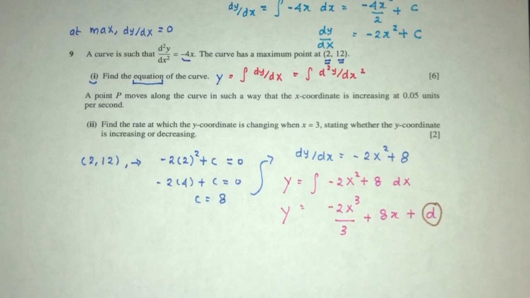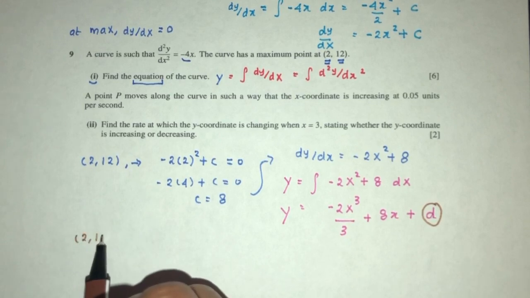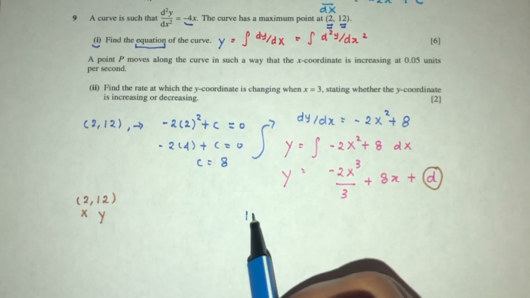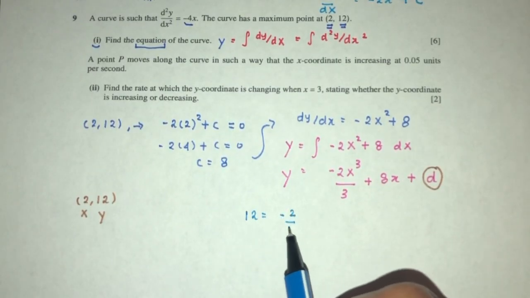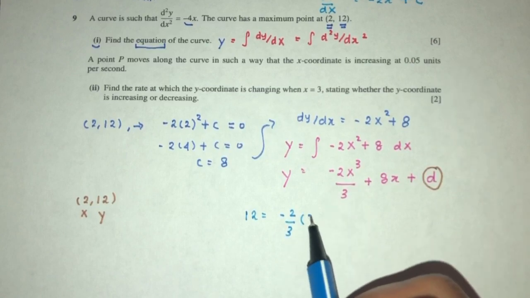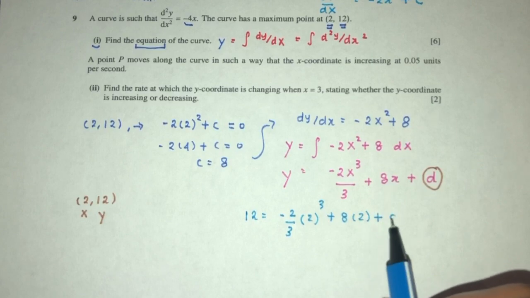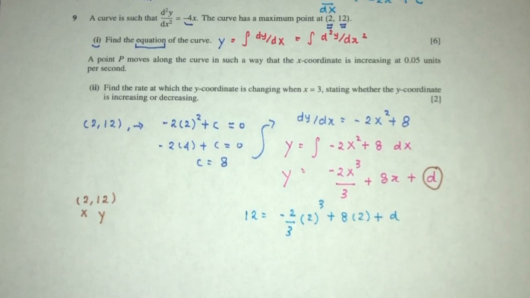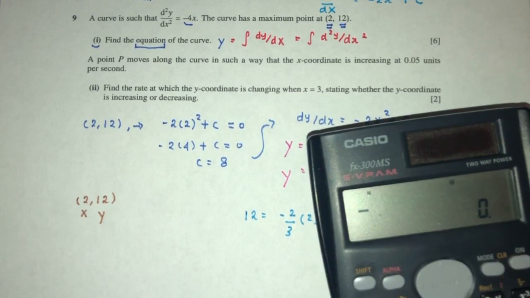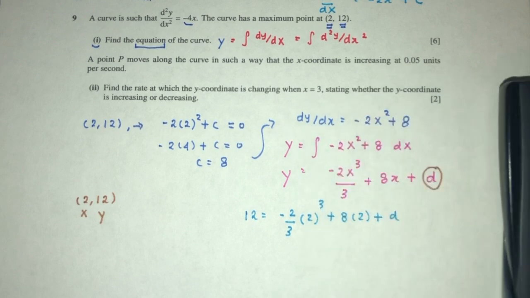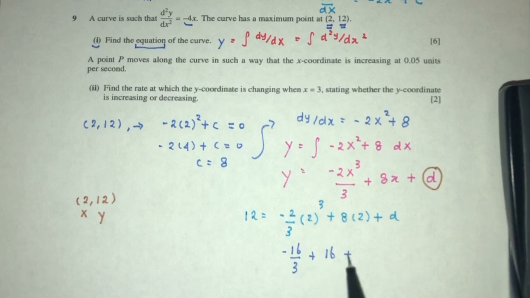We have to use the passing point again, (2, 12). That will be my x value, my y value. So replace back in my main equation, that should be 12 here. And that will be minus 2 over 3 times 2 power 3 plus 8 times 2 plus d. So let's see what do we have. That should be 2 power 3 times minus 2.